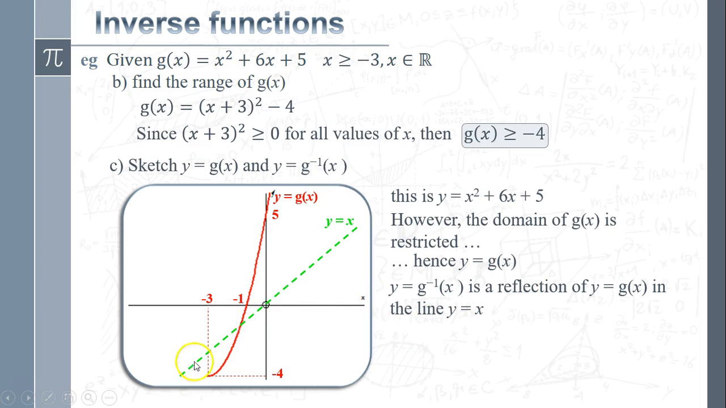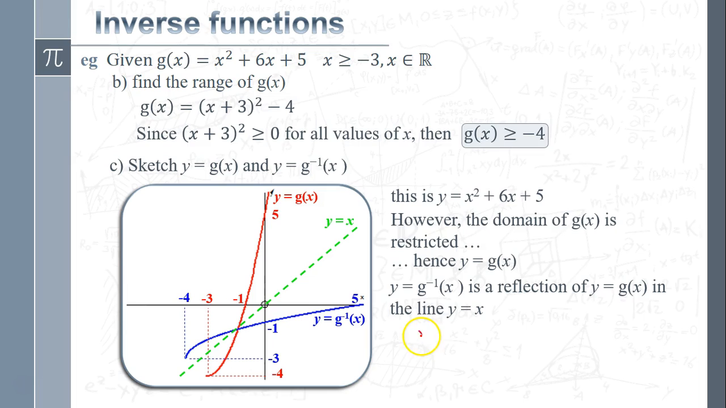So let's put in our reflection line and now draw the reflection of the red line, which would be that blue line there. And again, you could also do that by looking at the function g to the minus 1 of x. I'm just going to write it back in because I haven't got it on the screen. So we've got g to the minus 1 of x was minus 3 plus the square root of x plus 4.